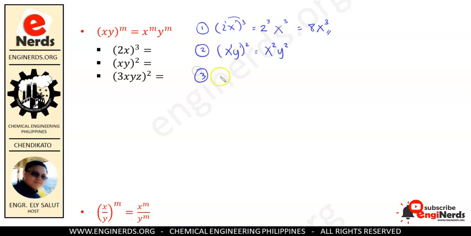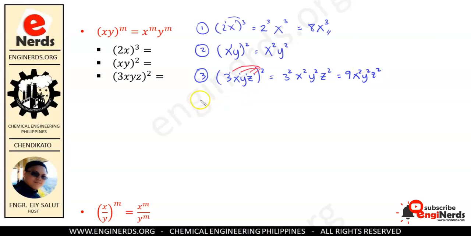And then, third one, we have 3xyz squared. So, all of those have an exponent of 1. So, we distribute this to everything inside our parenthesis, okay? So, we multiply our exponent by all the exponents inside our parenthesis. So, we'll have here 3 squared, x squared, y squared, z squared. So, this is equal to 9 x squared, y squared, z squared.